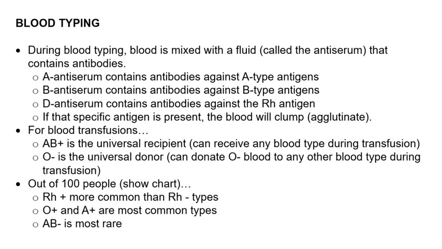So examining a random sample of 100 people, we see that having the Rh antigen is far more common than lacking the Rh antigen, and types O and A are some of the most common types of blood. Meanwhile, AB negative is the rarest blood type.